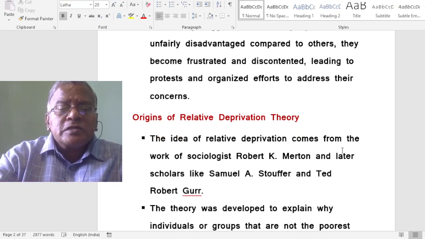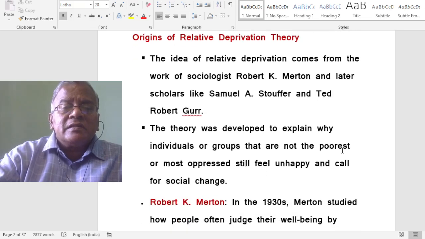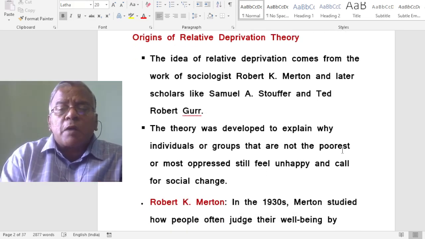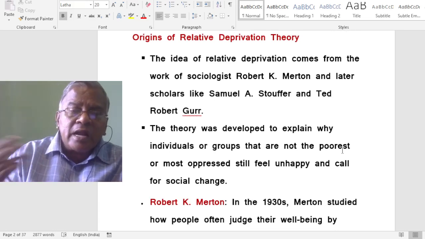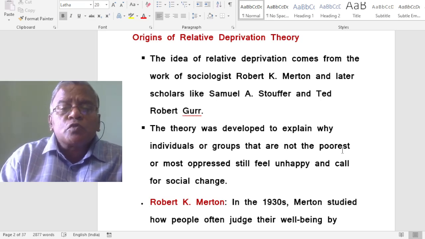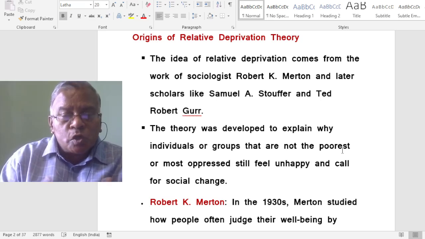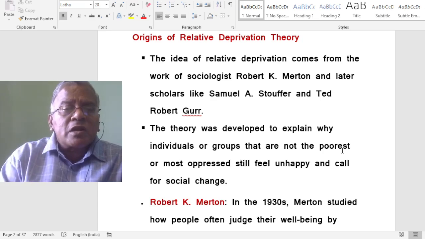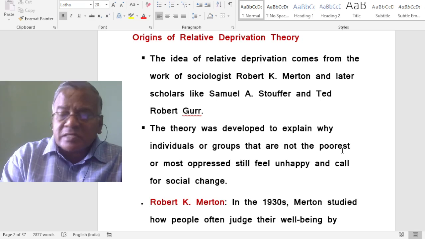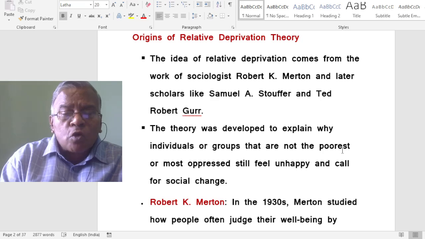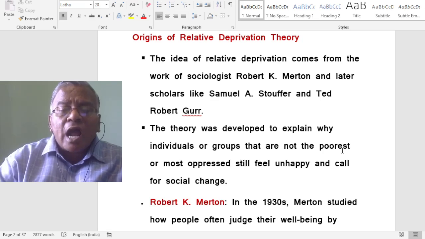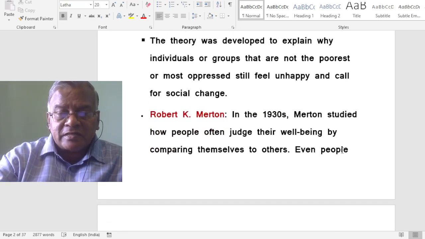What are the origins of relative deprivation theory? This idea of relative deprivation comes from the work of sociologist Robert K. Merton and later scholars like Samuel Stouffer and Ted Robert Gurr. So these are all important people with regard to relative deprivation theory in sociology. The theory was developed to explain why individuals or groups that are not the poorest or most oppressed still feel unhappy and call for social change.